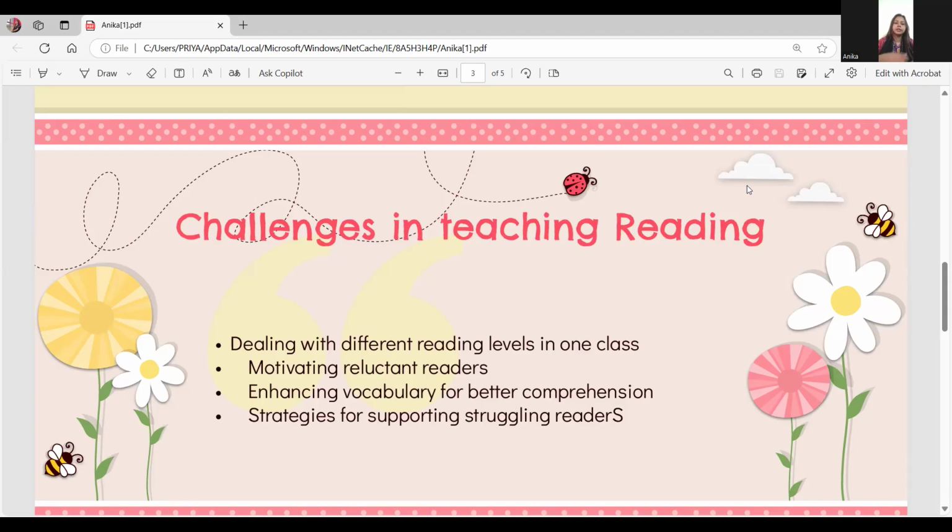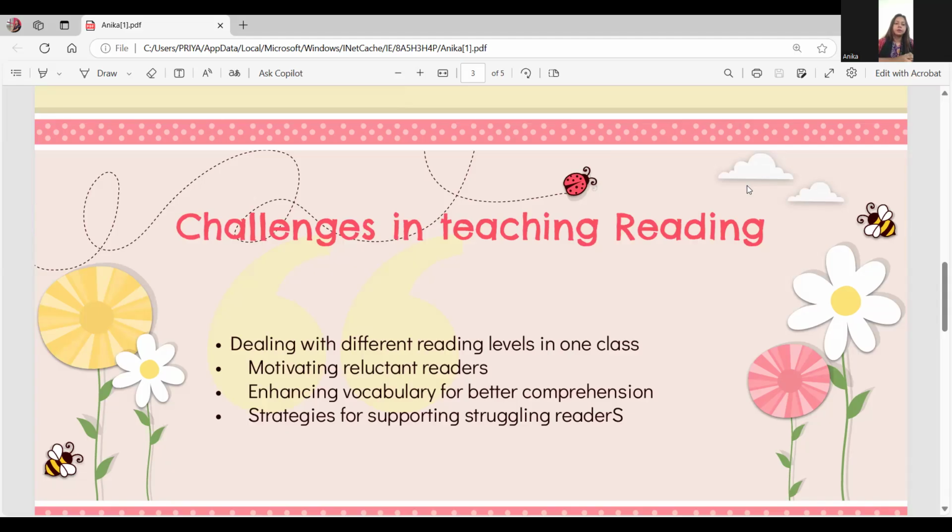In this case, the students deal with different reading levels in one class. We know that in a classroom, students have different levels. For example, some are beginners, some intermediate, some standard level, but not all are the same. So this is a problem.